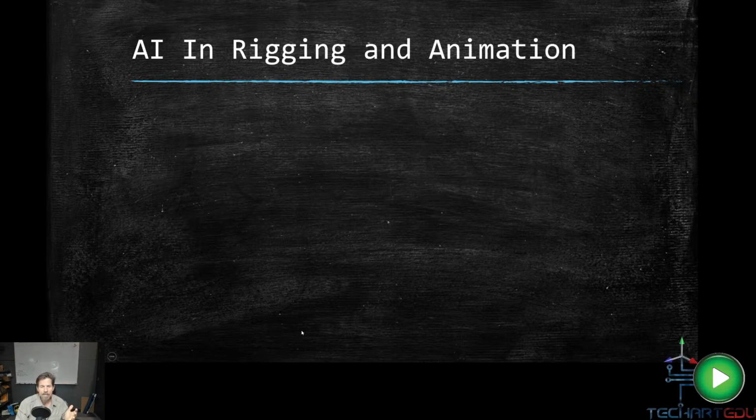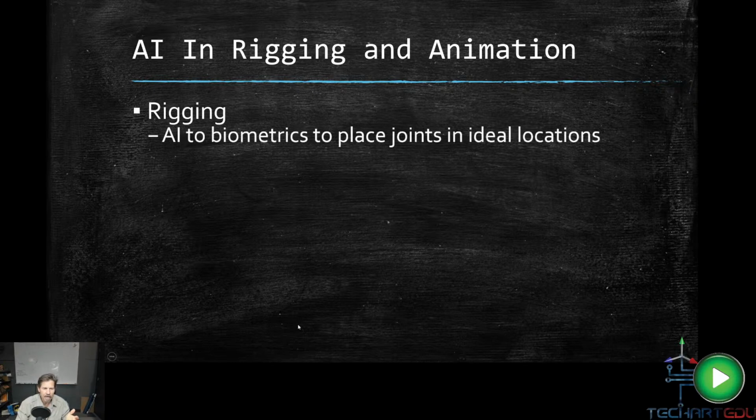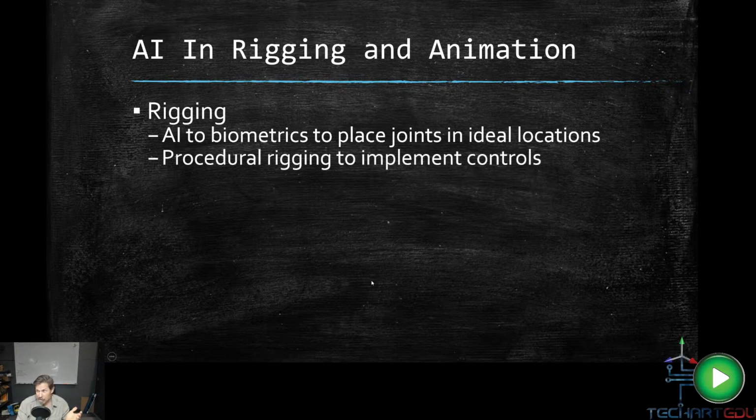All right, so what about rigging and animation? Well, let's look at rigging first. Rigging is all about bringing puppets to life. And so AI is being used biometrically to place joints in the ideal locations, like trying to duplicate evolution. It's weird, but AI is being used to place the joints inside of characters right now so that they are optimally driven. And then, using procedural rigging techniques, it implements the controls in order to drive this.